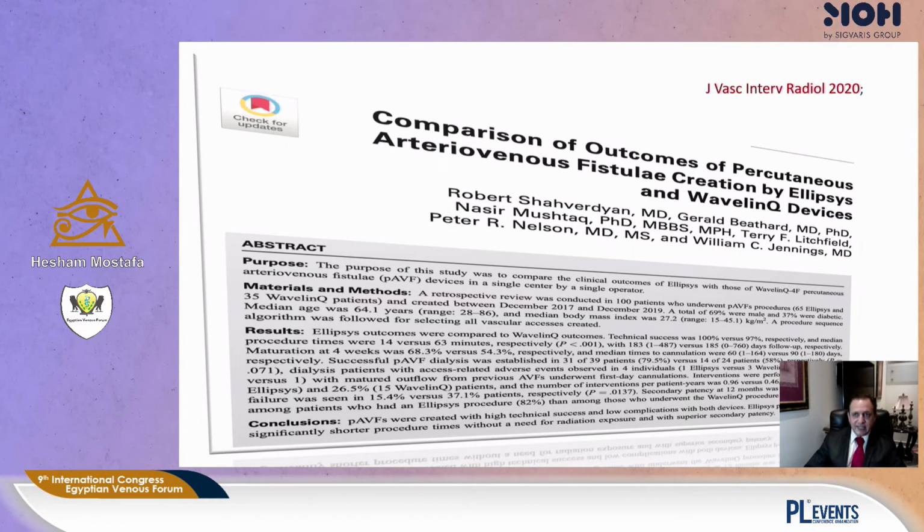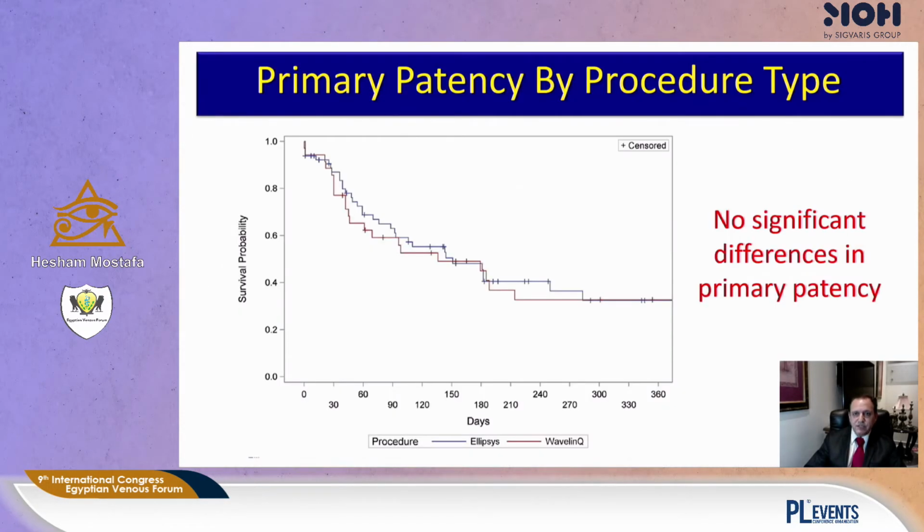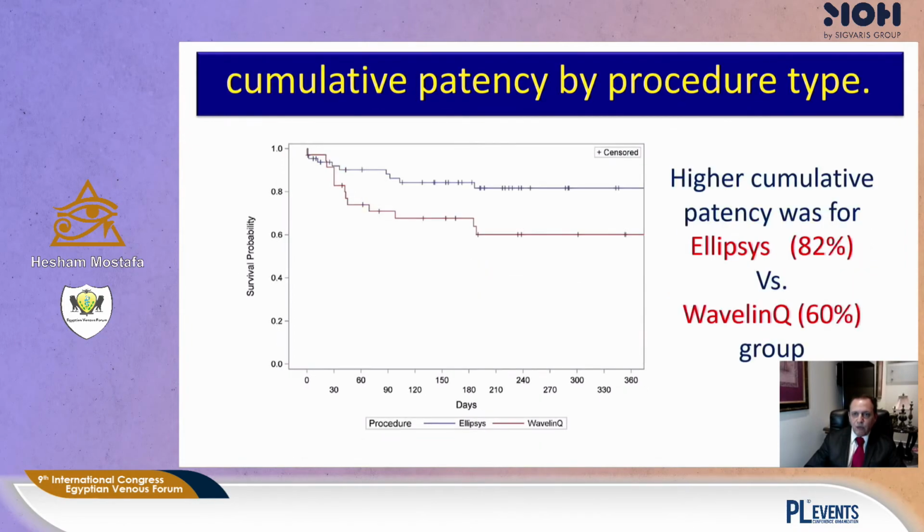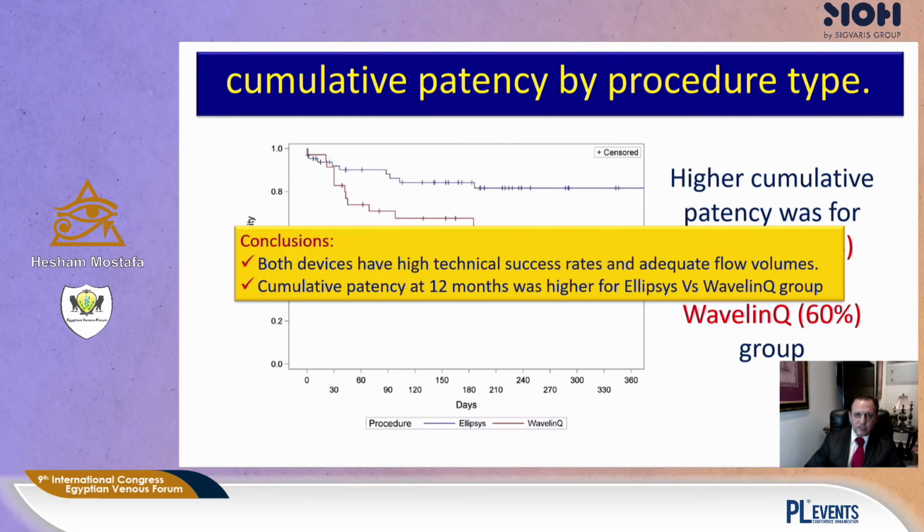And this is also a very nice paper published in the Journal of Vascular and Interventional Radiology in 2022. They compared WavelinQ with Ellipsys and found no significant difference in the primary patency. But when they looked at cumulative patency, it was much higher for Ellipsys, 82% versus 60% for WavelinQ. So they concluded that both devices have a high technical success rate and adequate flow volume, but cumulative patency at 12 months was much higher for the Ellipsys versus the WavelinQ group.